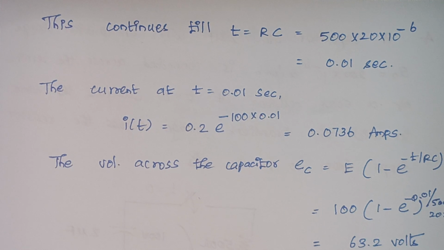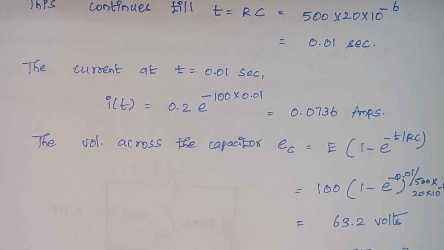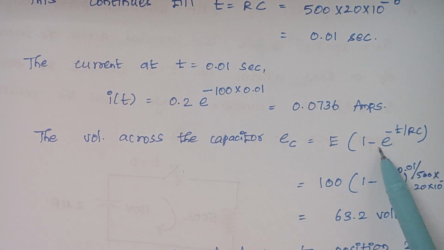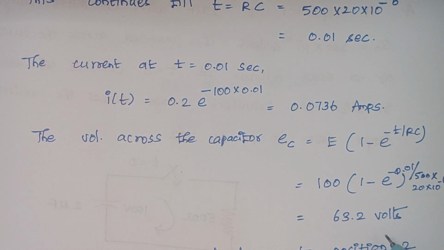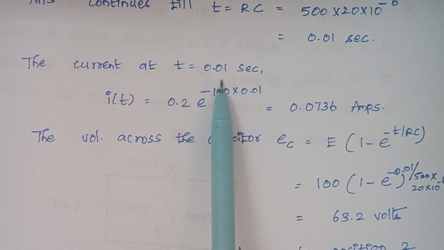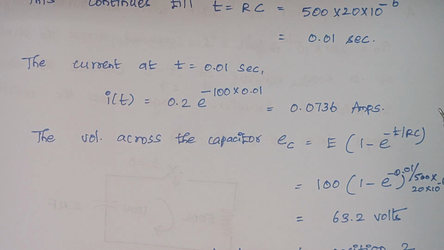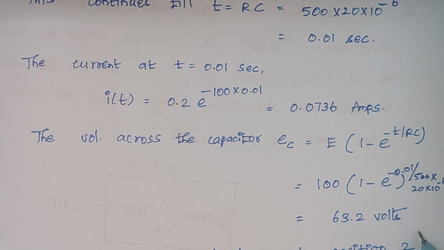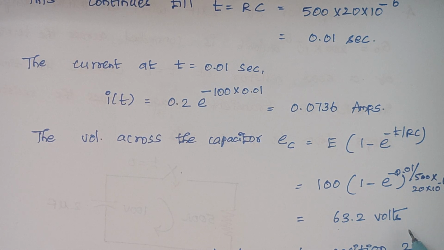Now we are going to calculate the voltage across the capacitor. The voltage across the capacitor is given by this expression, E into 1 minus e to the power minus t by RC. In the place of t, substitute the value 0.01 second. We know the values of R, C and E. Once you substitute and solve, the final answer is 63.2 volts. This is the voltage across the capacitor.